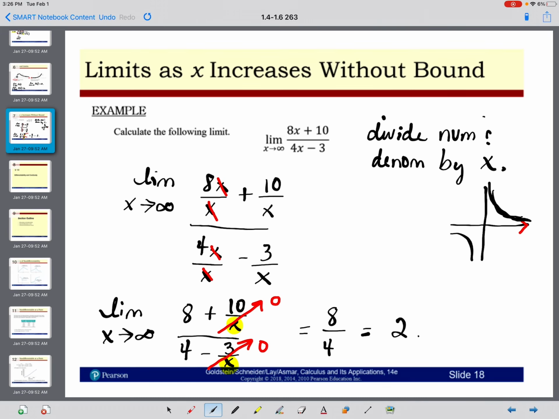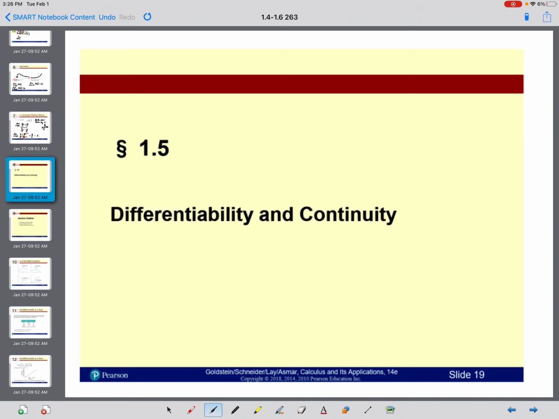Okay, so on Wednesday, we are going to start out with section 1.5, which deals with differentiability and continuity.